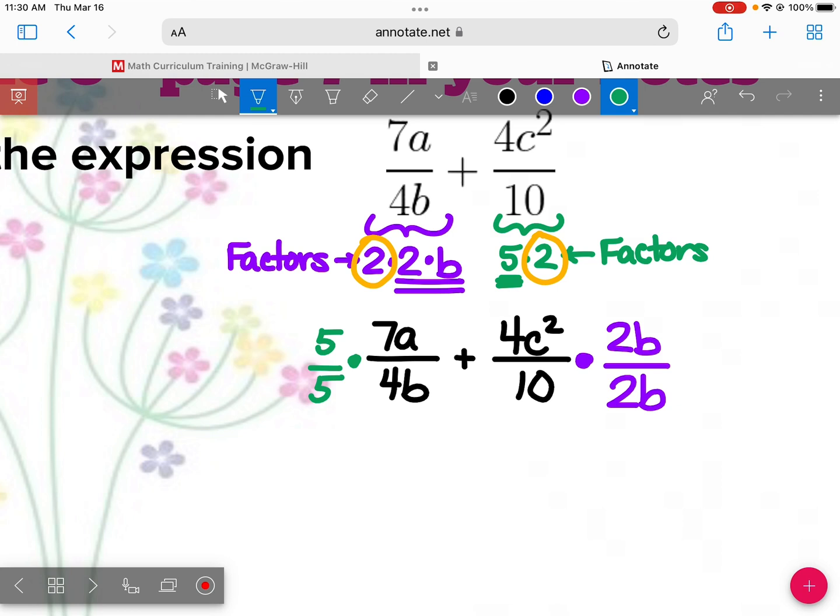What happens when I multiply 5 and 4? 20. I'm going to get 20b right here. What happens when I multiply together here? 20. I get 20b over here. They had this in common. This fraction had something the second fraction didn't have, so I had to put this over here so that they now had that in common. The second fraction had a 5 that the first one didn't have. So I had to give it to the first fraction so that they would have it in common. Does that make sense? Okay.